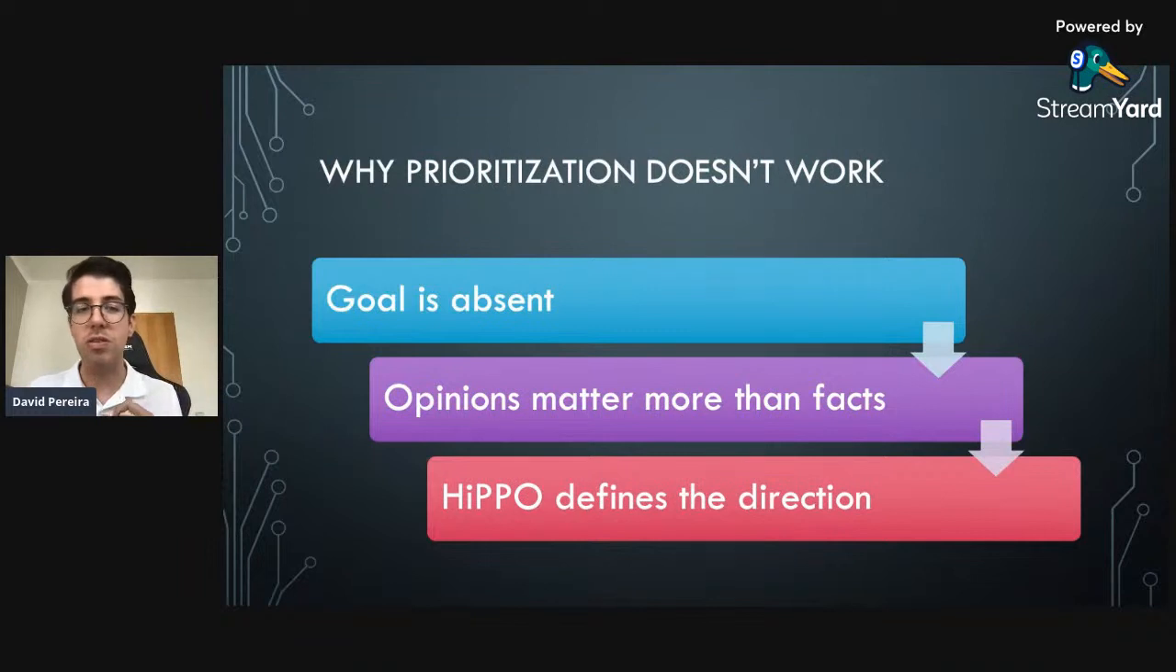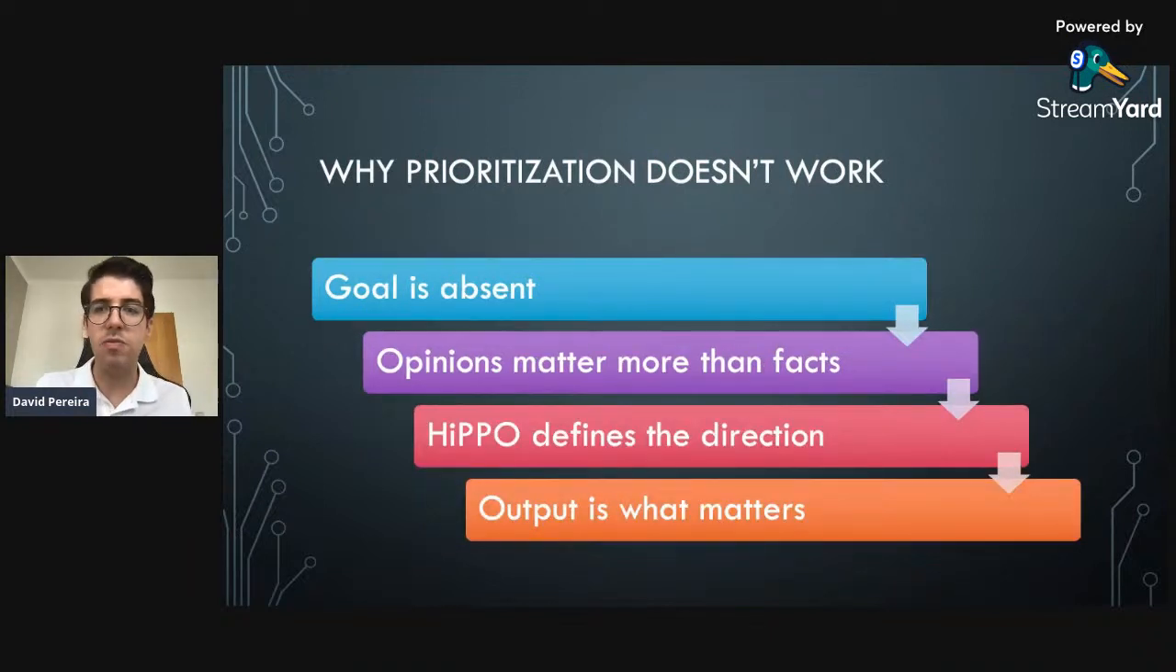And then who wins? The hippo. And this animal is really dangerous. It's the highest paid person's opinion. Generally, once this person is in the room, this person will get everything prioritized. Well, I don't think this is how it should work.